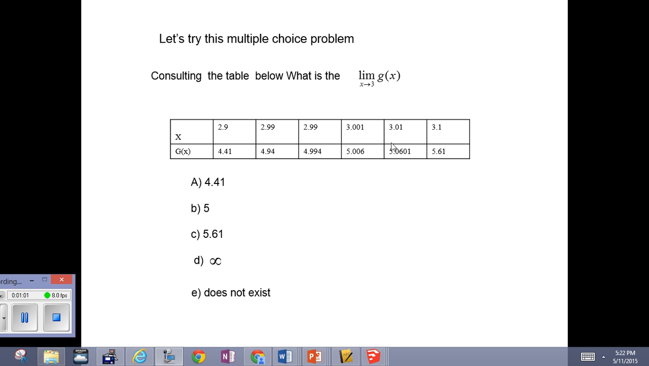Likewise, approaching 3 from values on the right side, slightly higher, a tenth of a unit higher than 3, a hundredth of a unit higher than 3, and indeed a thousandth of a unit higher than 3, this function is driving towards the value of 5. So the limit as x approaches 3 for this function would have to be 5.